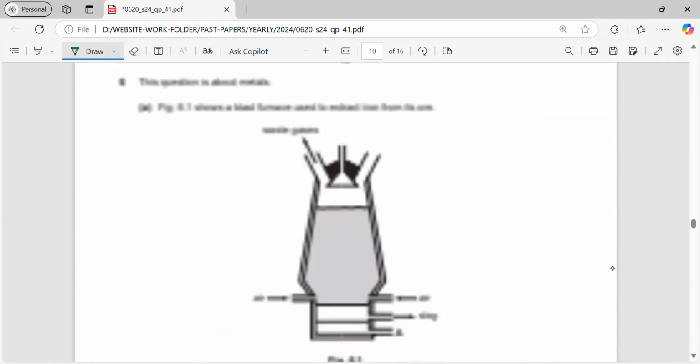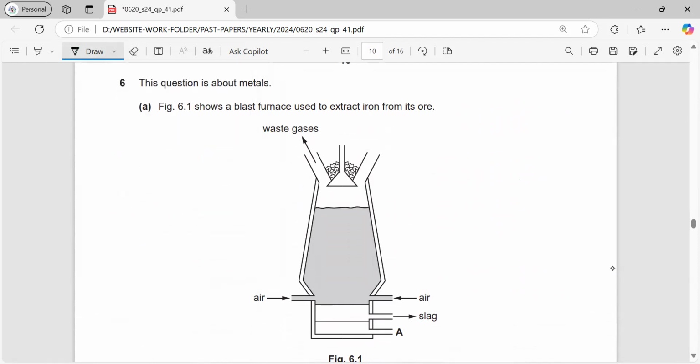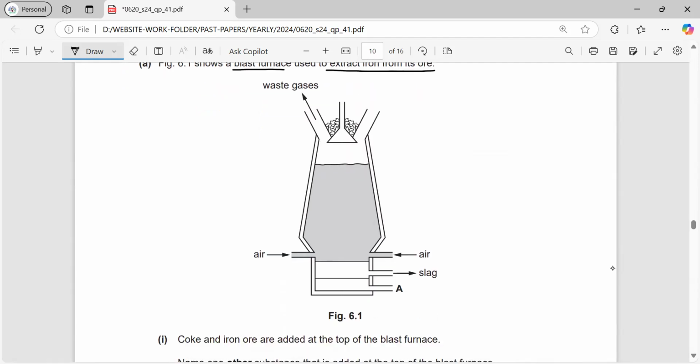Let's do the next question. This question is about metals. Figure shows a blast furnace used to extract iron from its ore. Now this is the apparatus. This is the blast furnace. And as you can see, the waste gases are going out and the hot air is entering into the furnace. There are two layers which go out of the furnace. So there is a slag and there will be a second layer, molten iron, which will be separated, which will be taken out from A.